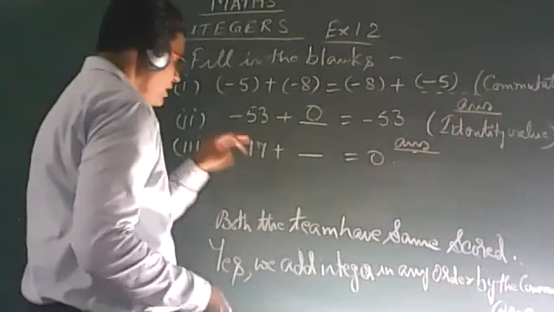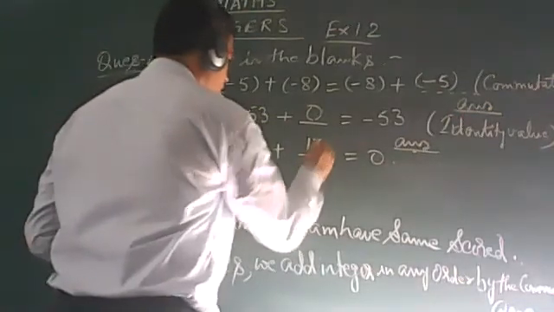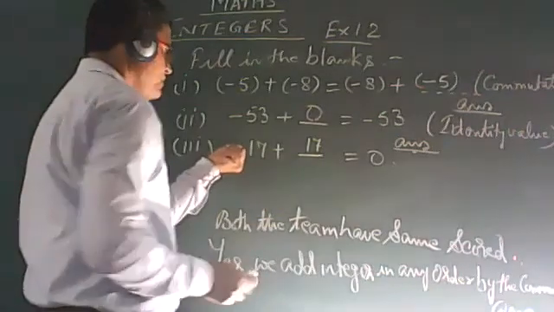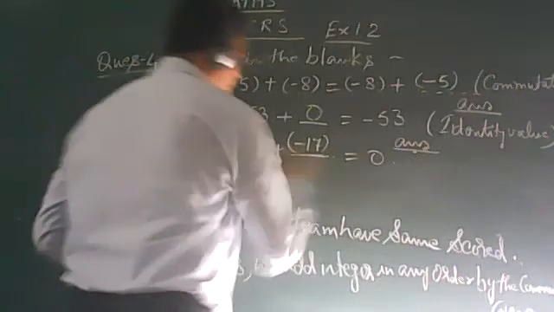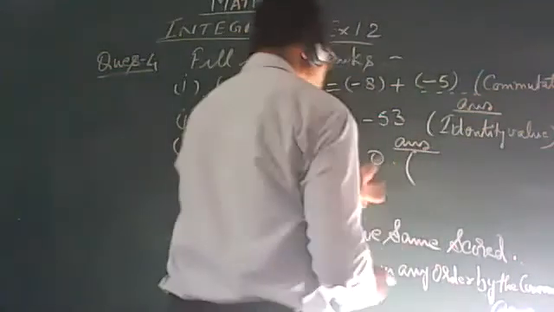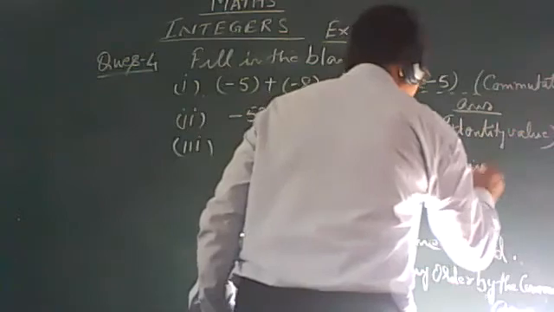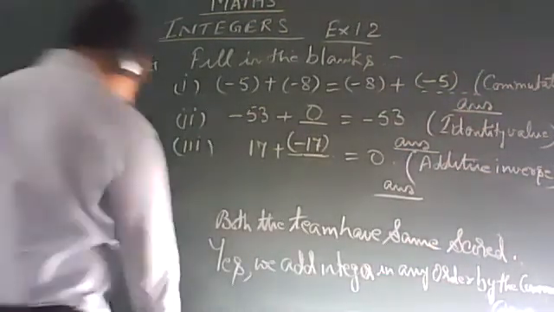And the inverse of 17 in addition: the number is the same, but the sign is the opposite sign. Here is the positive sign, so we write the negative sign, and we write it in brackets, and that is our answer. By the additive inverse, we use the property additive inverse, and that is our answer.